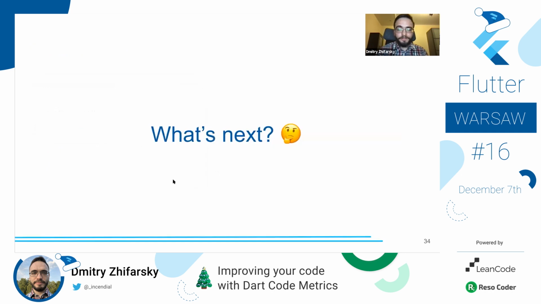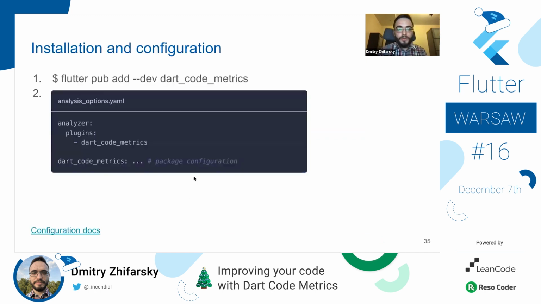Okay, we covered the Dart Code Metrics features that we provide right now. So what's next? If you like the project or you think that it will be useful for you, here is a small guide on how to install it. You just need to add Dart Code Metrics to your pubspec file, and in the analysis options file, you need to add an analyzer entry and a plugins entry, and then list Dart Code Metrics as a plugin. That will allow you to see Dart Code Metrics issues in your IDE. And another entry is required for the Dart Code Metrics configuration.